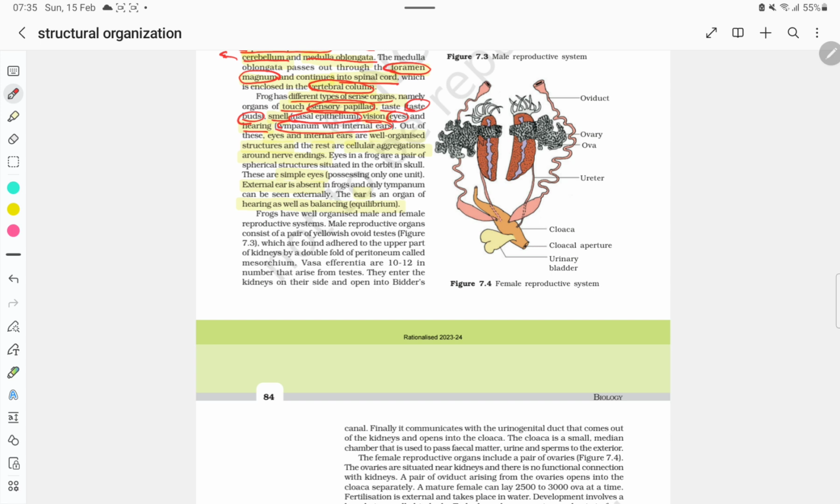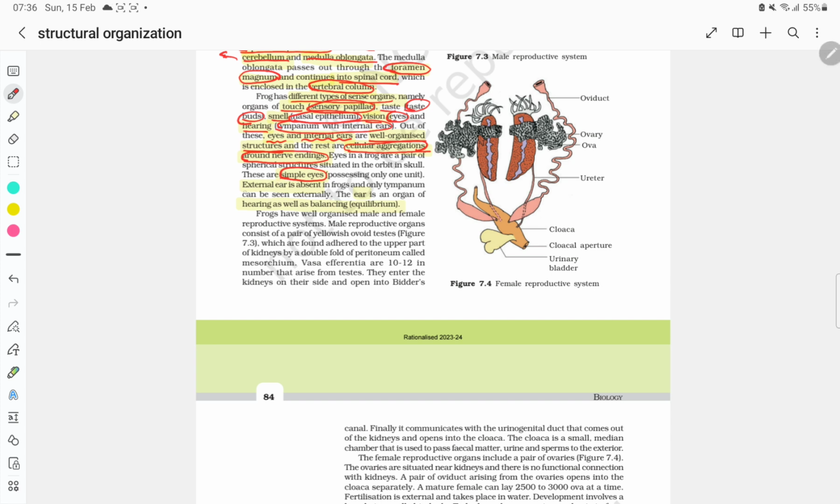Out of all these sense organs, eyes and internal ears are well organized structures. Remaining all are cellular aggregations around the nerve endings. Only eyes and internal ears are well organized sensory structures. A pair of simple eyes are present, which means they have only one unit, unlike the cockroach's compound eyes.